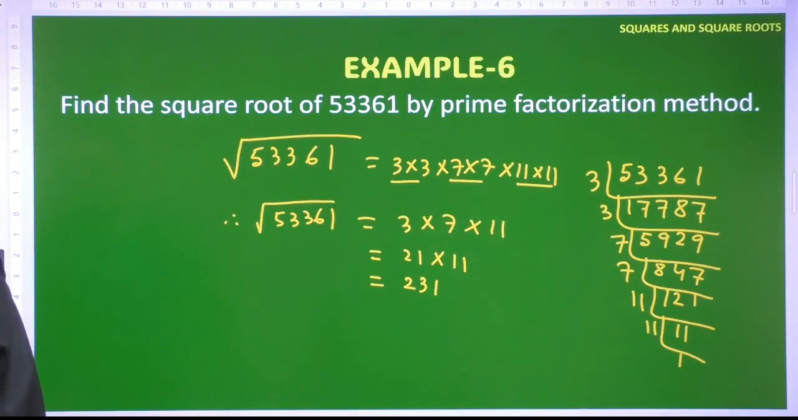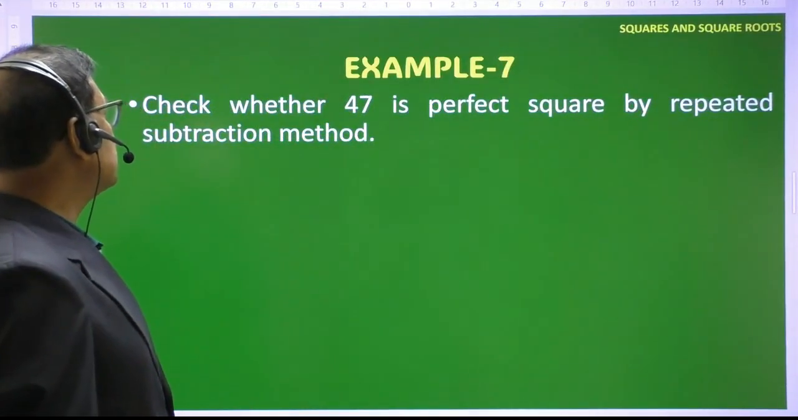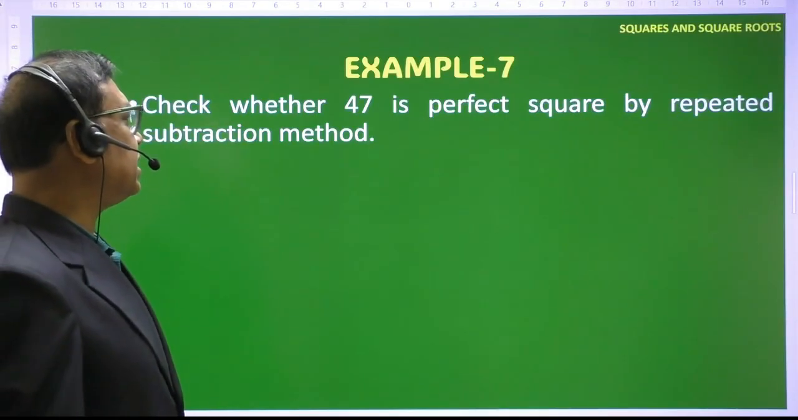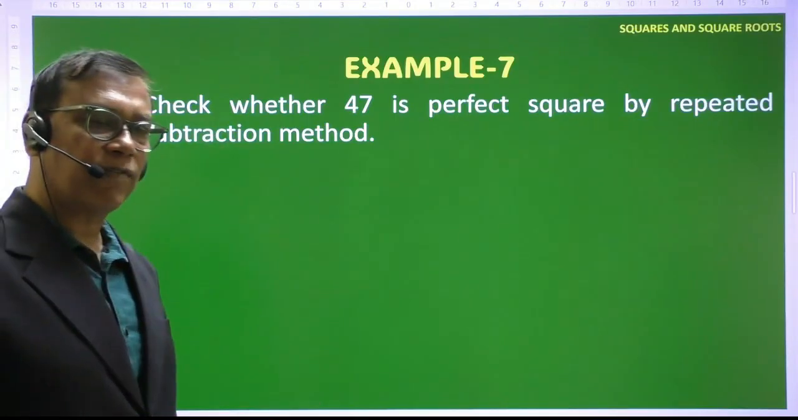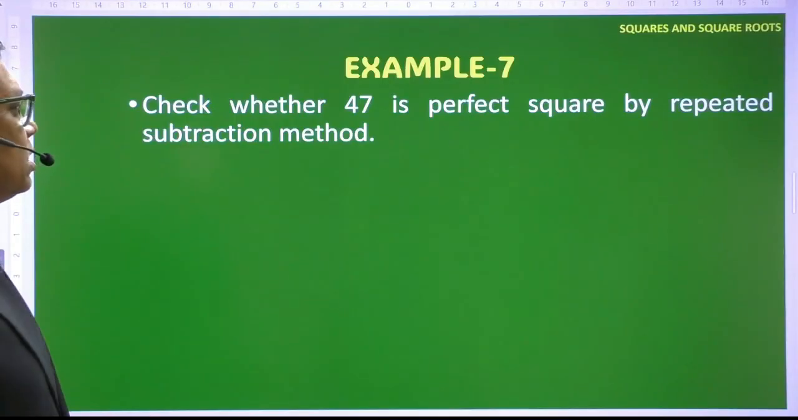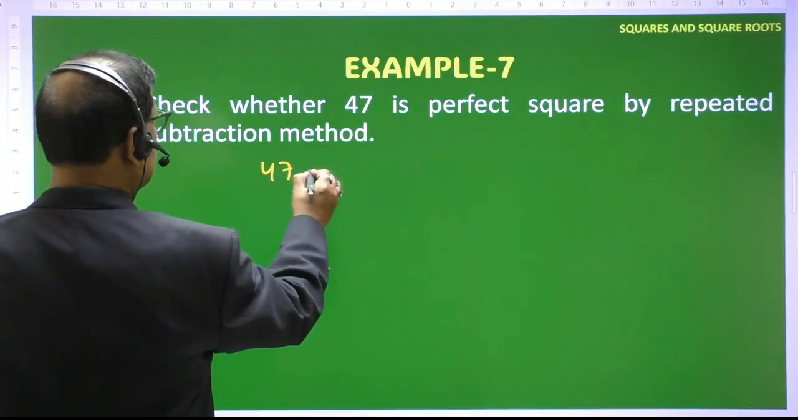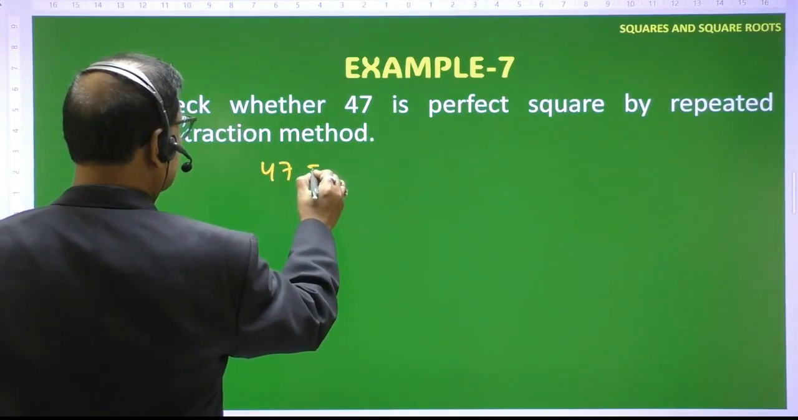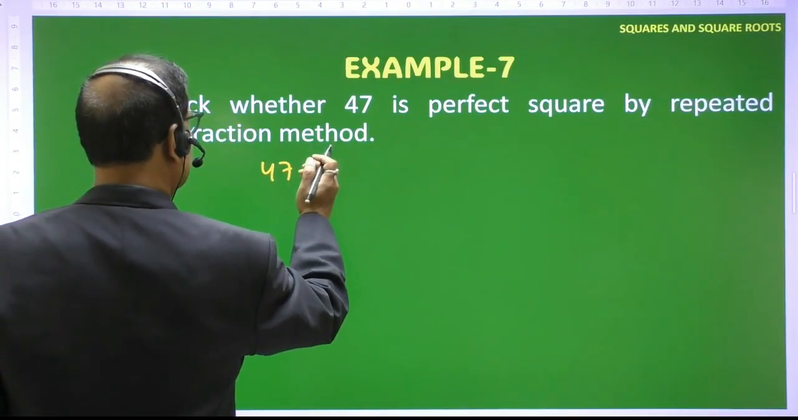Now the last example, example number 7. Check whether 47 is a perfect square by the repeated subtraction method. So you have to check whether 47 is a perfect square or not by the repeated subtraction method. Is it clear? So we'll follow the repeated subtraction method. 47 minus 1. This is minus 1. Clear?